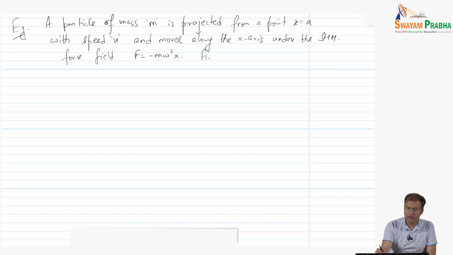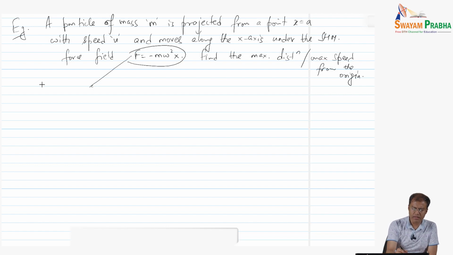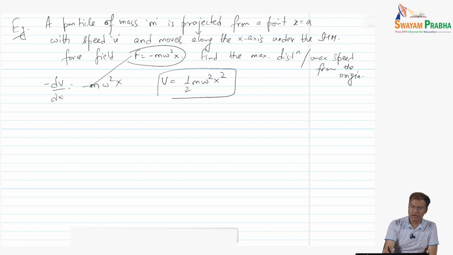So find the max distance and max speed from the origin. Okay, and again, without saying, we will try and do this problem using energy consideration. So using this force field, we can find the potential. So minus dV dx is equal to minus m omega square x, and we see that the potential comes out to be half m omega square x square. Okay, so that's my potential energy.